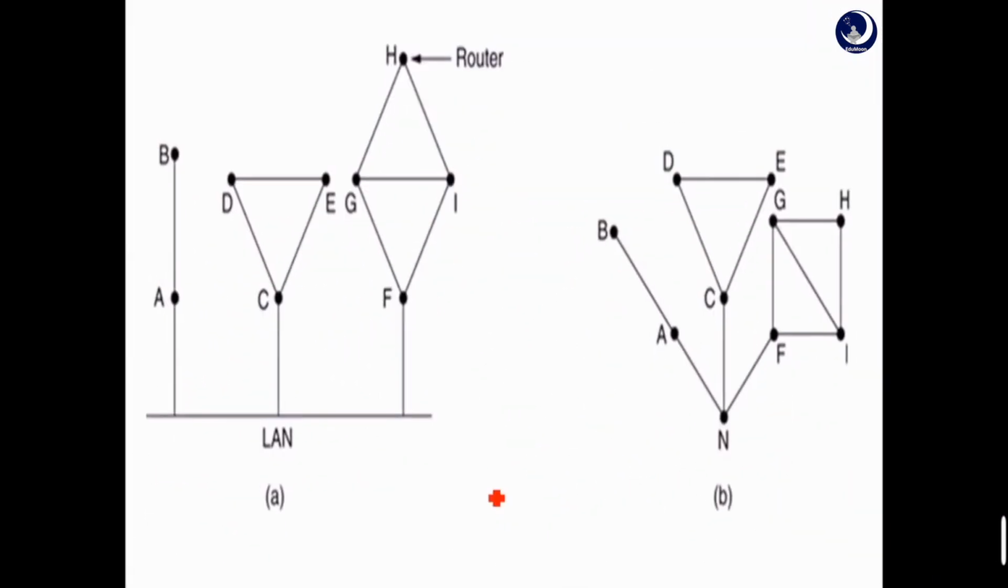We can modify this diagram by connecting an artificial node N which connects A, C and F so that we can send the hello packet.